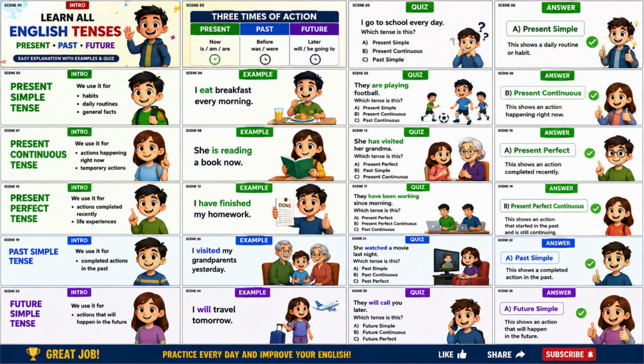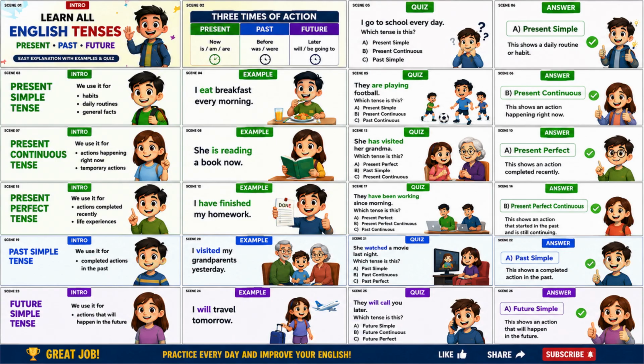Today, we are going to learn something super important in English grammar, English tenses. Yes, we will learn present tenses, past tenses, future tenses. And don't worry, this lesson is very easy, beginner-friendly, and full of simple examples. So grab your notebook, sit comfortably, and let's start learning English together.